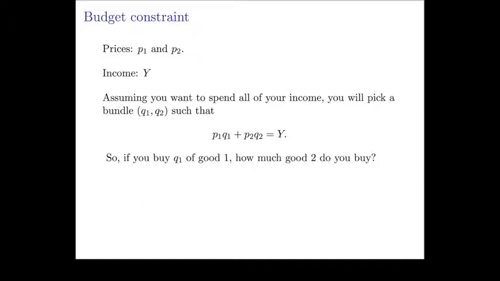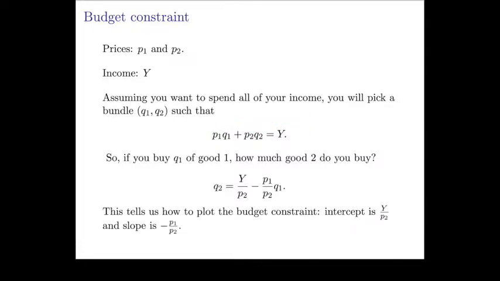So if you buy Q1 units of good 1, and we know that you're spending all of your income, then that allows us to pin down the amount of good 2 that you'd be consuming. We could just solve this equation for Q2 in terms of Q1. Doing that, we have this expression for Q2, which is Y divided by P2 minus P1 over P2 times Q1. So what this allows us to do is to plot the budget constraint, which is just going to be a straight line with the intercept on the vertical axis of Y over P2 and the slope of minus P1 over P2.